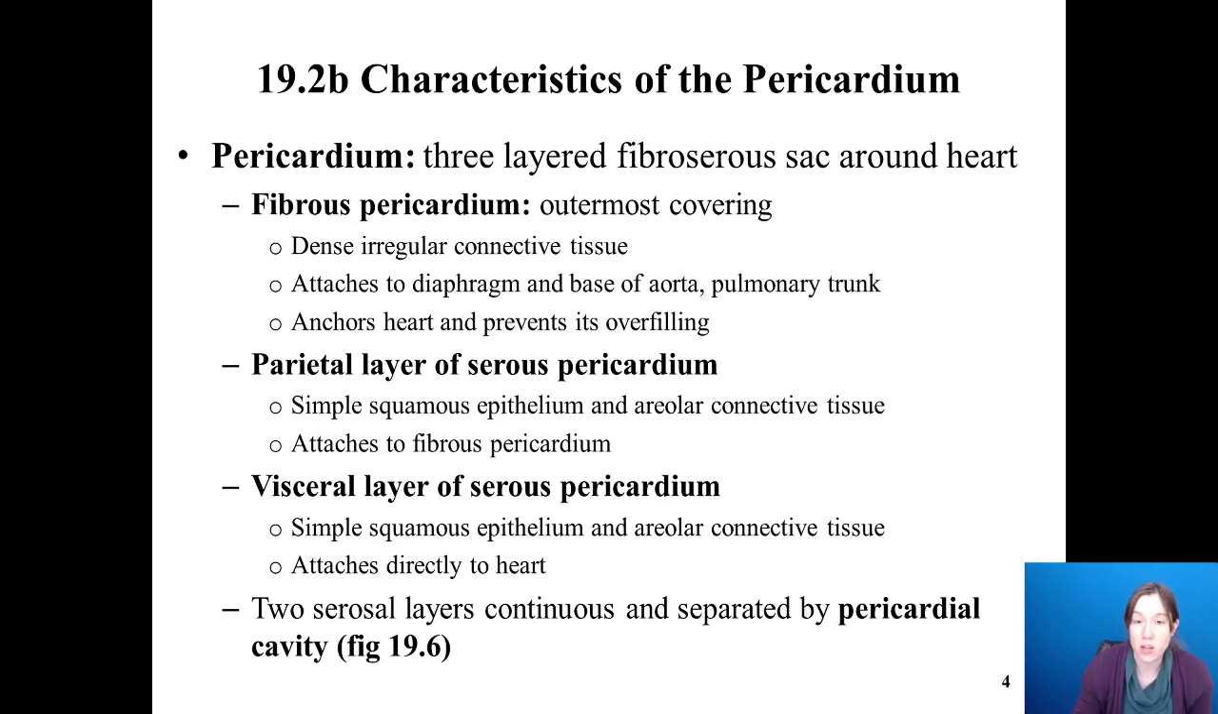The fibrous pericardium is the outermost covering. This is made out of dense, irregular connective tissue, and it attaches to the diaphragm, the base of the aorta, and the pulmonary trunk, and it anchors the heart and prevents it from overfilling, right? So this is like tough and fibrous material.